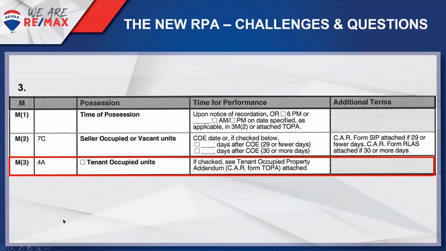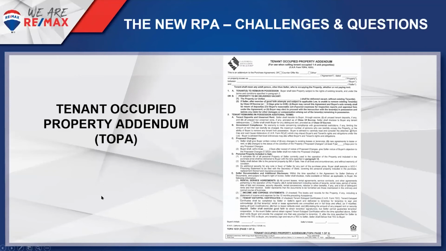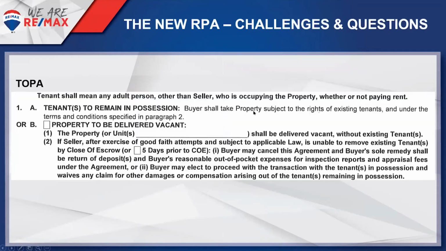This is important. Anytime a tenant is in the property when the offer is written, check this box right there and include the TOPA. Now, the seller can say, oh, no, the tenant's been given notice, they're going to move out in 2 weeks. Well, fine. The TOPA can state that. The TOPA can say that the buyer will be delivered vacant. But right now, you can include the TOPA, maybe check this box, but don't omit the TOPA.